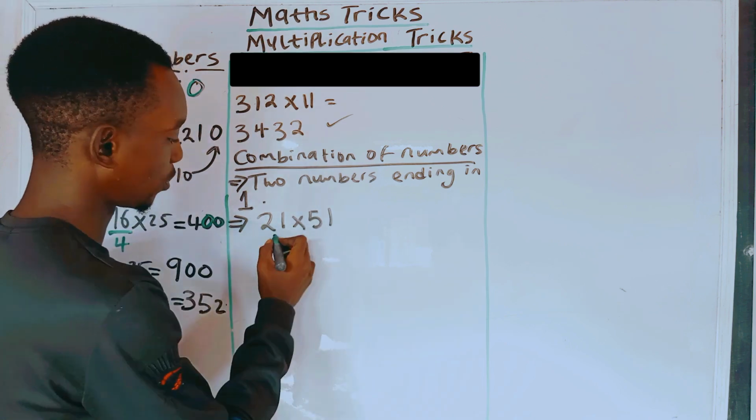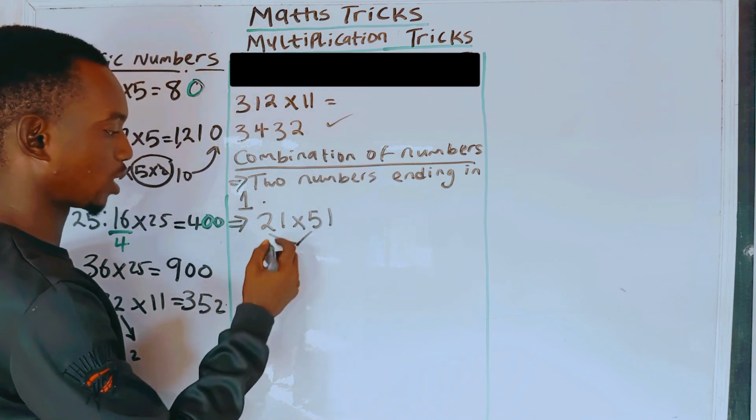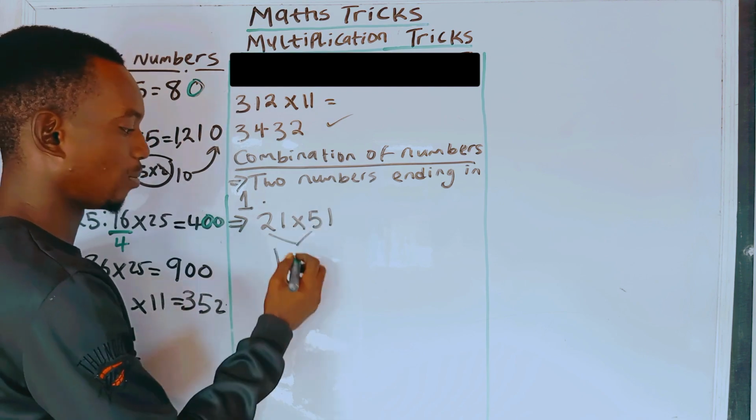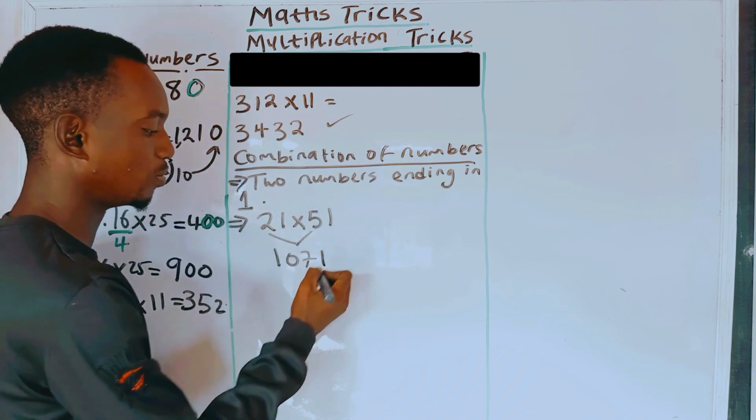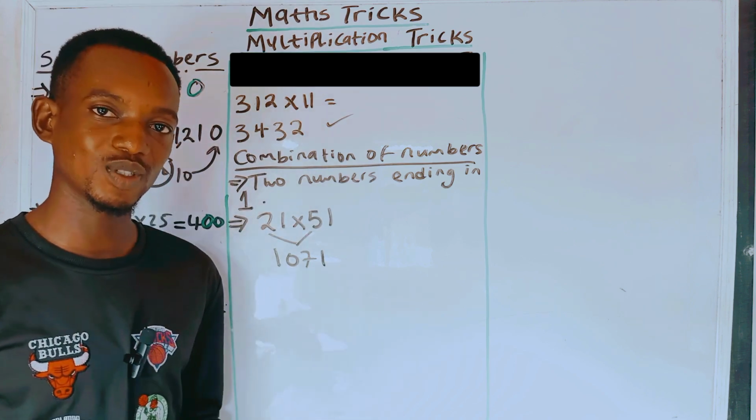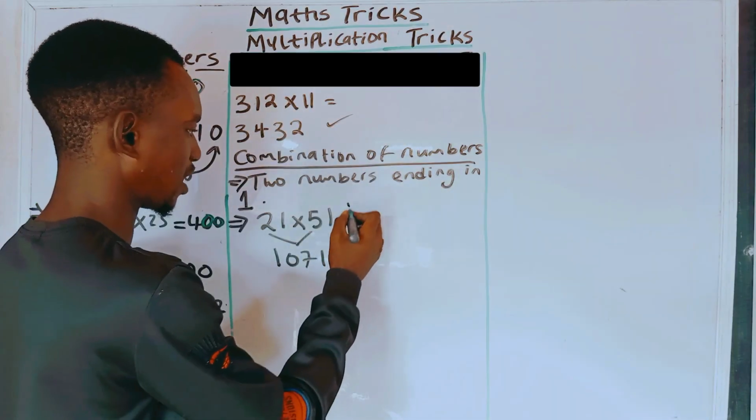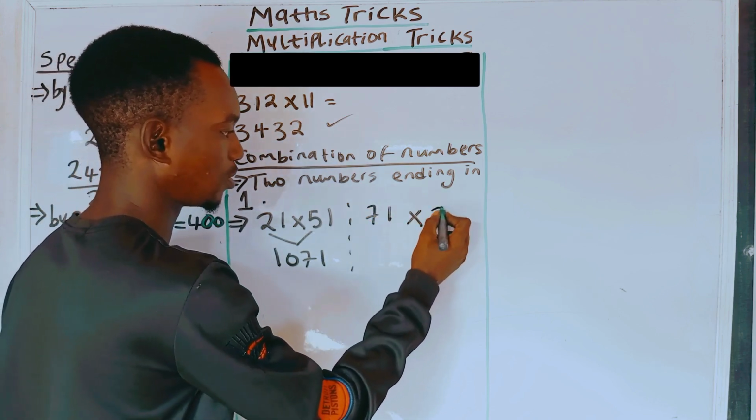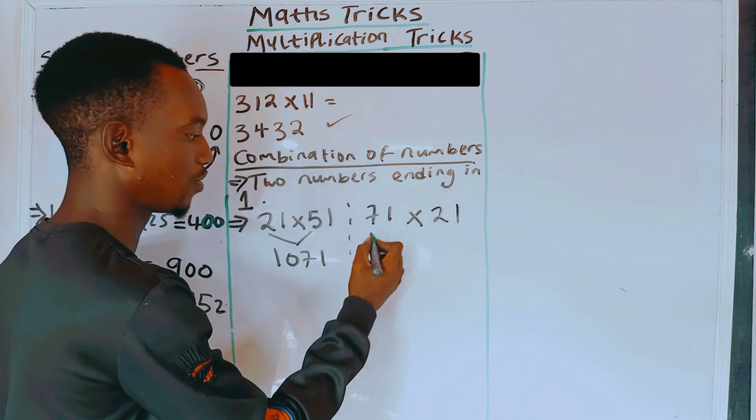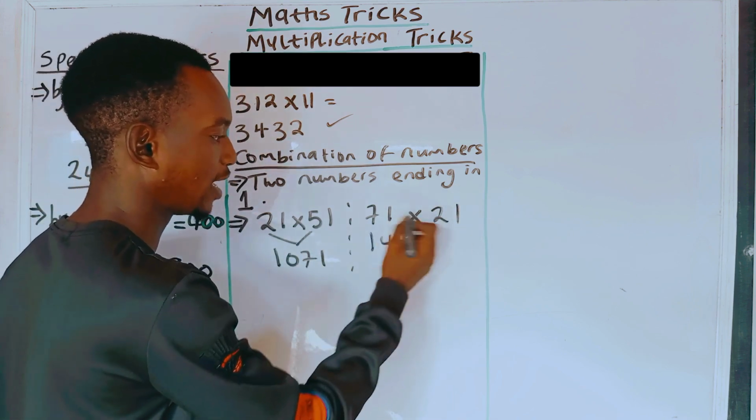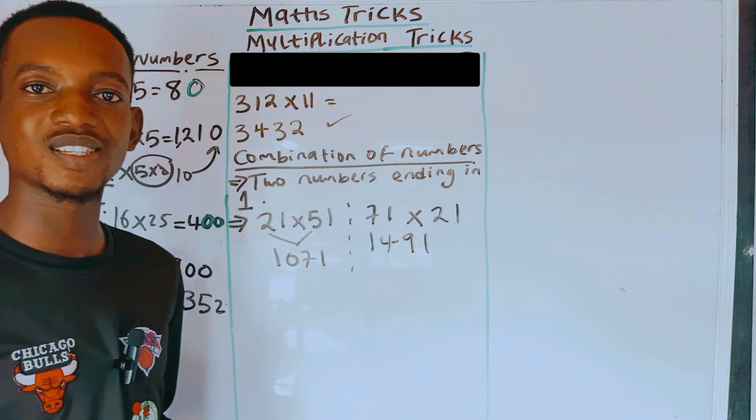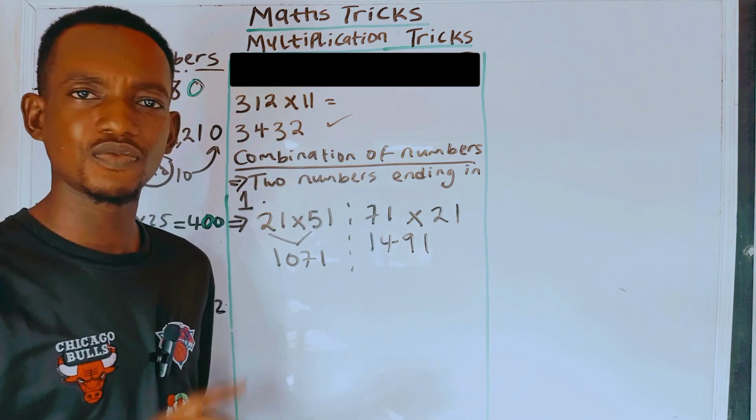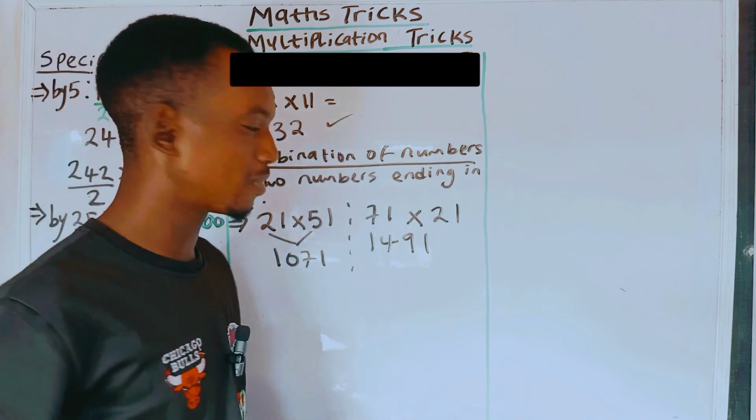What you will do is multiply the first numbers, 2 times 5, that's 10. Add the numbers, 2 plus 5, 7, then add 1 behind. That's 1071. Very simple. Let's look at another example. Let's say we have 71 times 21. 2 times 7 is what? 14. 7 plus 2 is what? 9. Add 1 behind. As simple as that, in a second. That's a very, very cool mathematical trick.